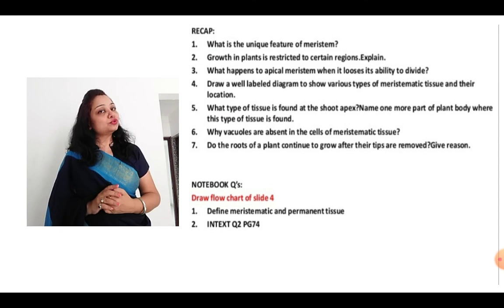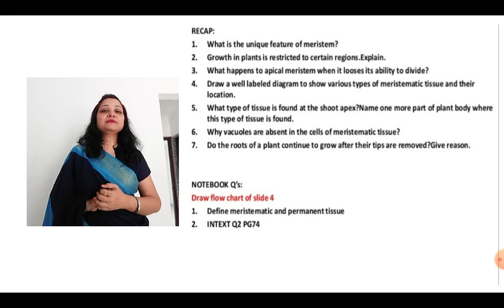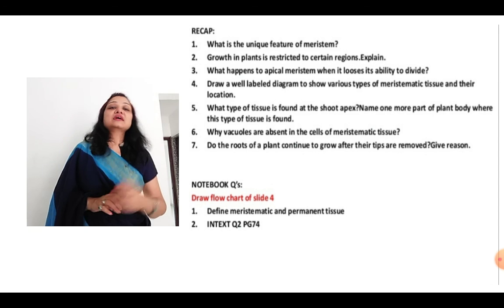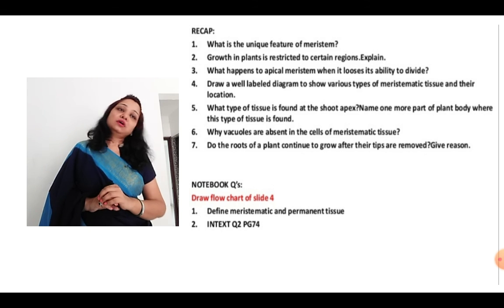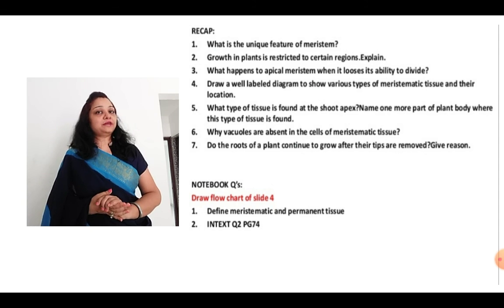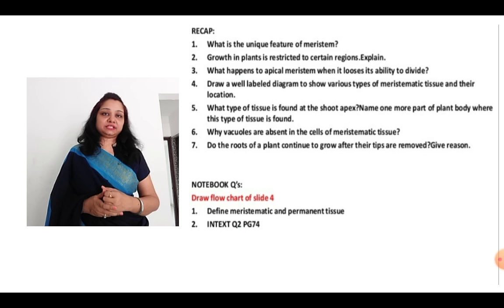And then in the notebook, you need to do these things. Draw this flow chart which I have shown today, as well as define meristematic and permanent tissue, and in-text question 2 given on page 73 of your book. I hope everything is clear, whichever things we have discussed today. And in the next class, we will discuss the next topic, that is permanent tissue.